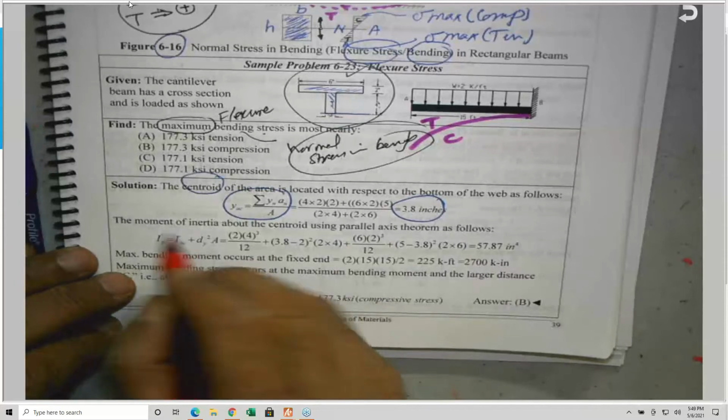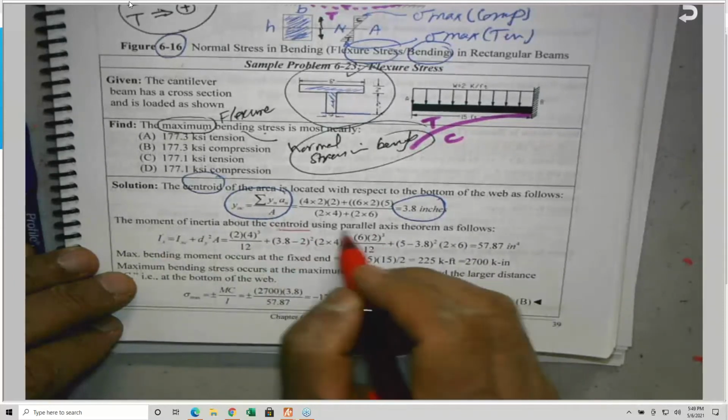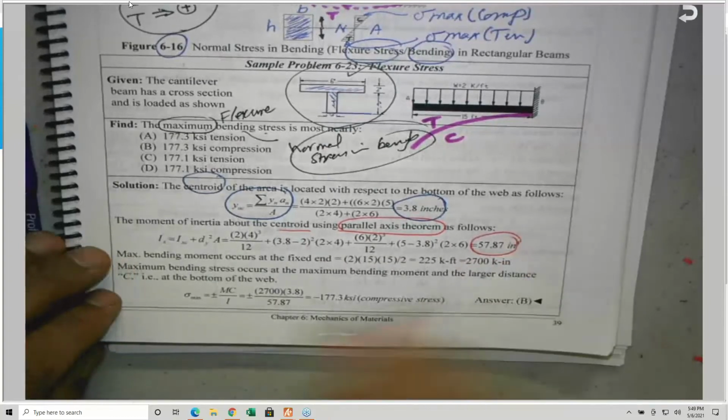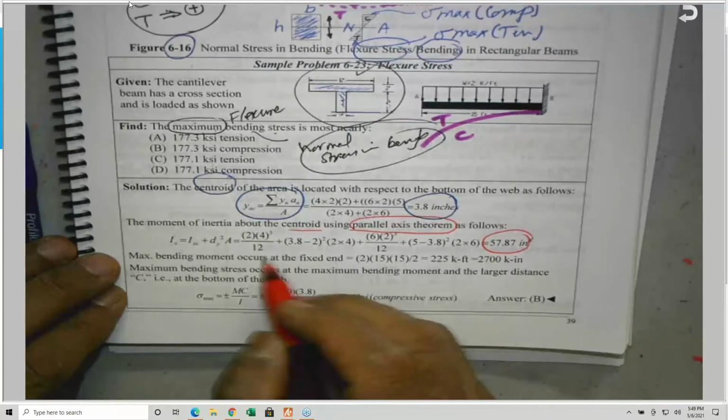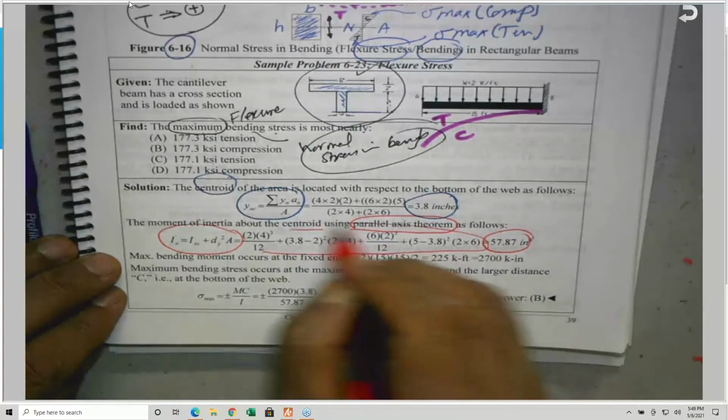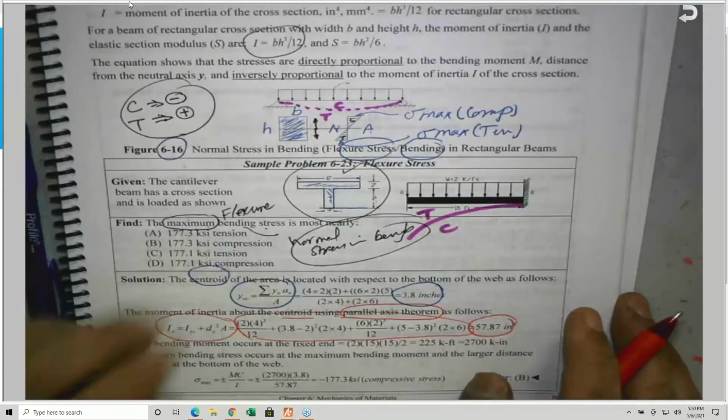So now the moment of inertia about the centroid using the parallel axis theorem. Here it is. And here I need you to understand that I know it's not easy, but this is a general equation, and here we are applying the parallel axis theorem. Can he give you something like this on the exam? I really don't know.